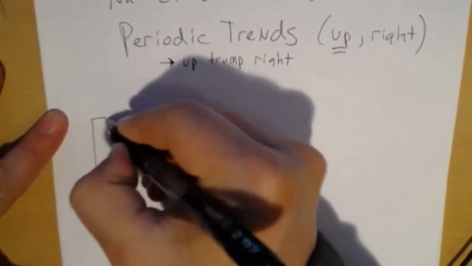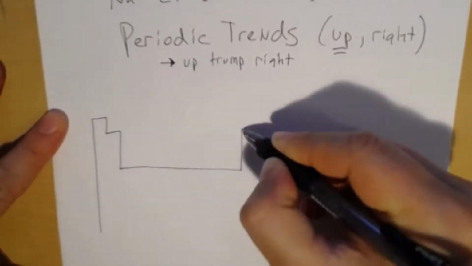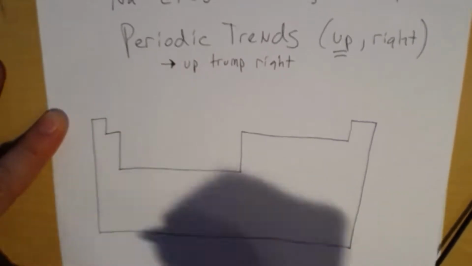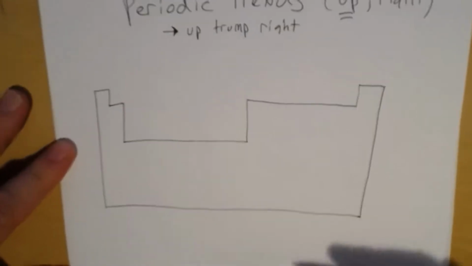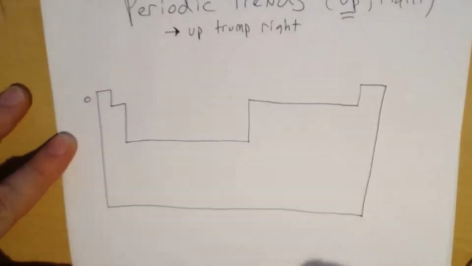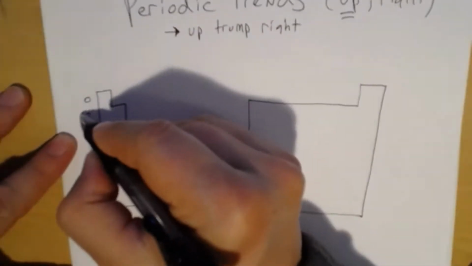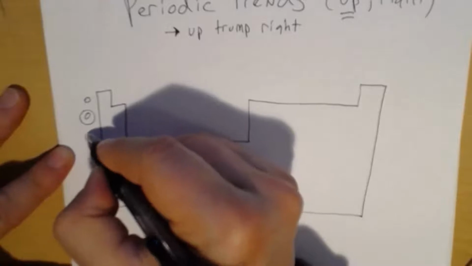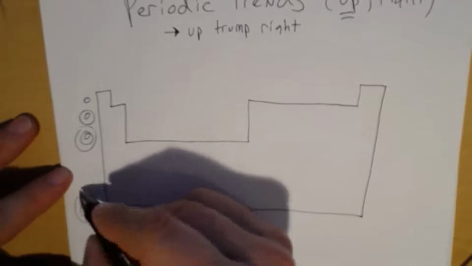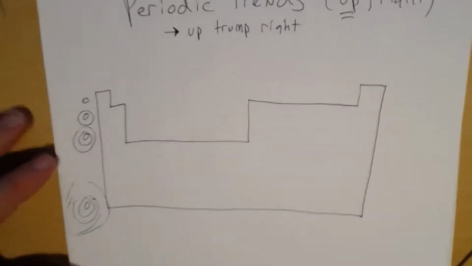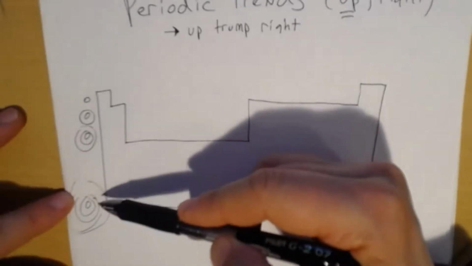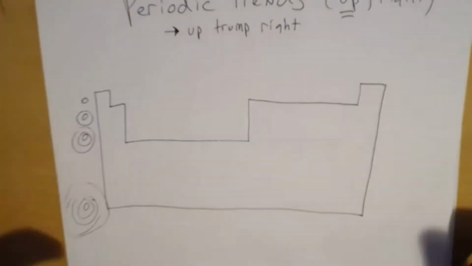Can I draw a periodic table? Is that okay? All right, here we go. I'm drawing a periodic table. So as I go up and down, in the first energy level, there's only one shell, right? In the second energy level, I have two shells. In the third energy level, I have three. When I get way down here, I have 7 shells. So you can see how that's really going to affect the size, right? As I go up, it's going to get smaller. That's going to be one of the trends.